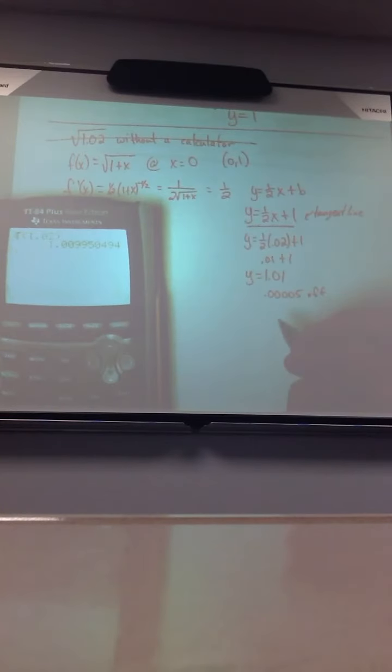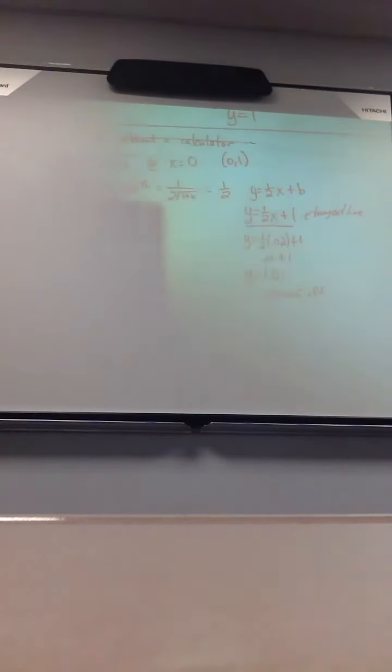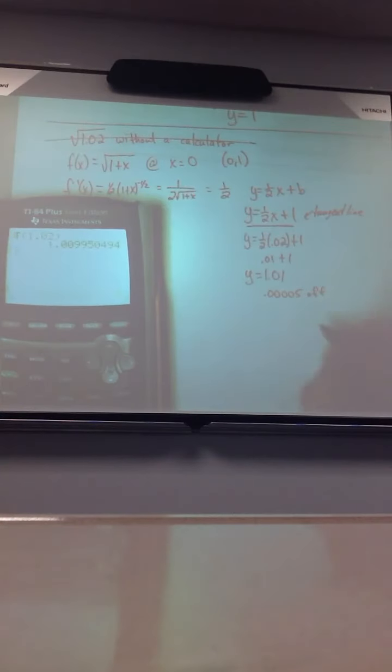And so they have a weird way of wording this. So what is our error? The error, and this is weird, is less than 0.00005.